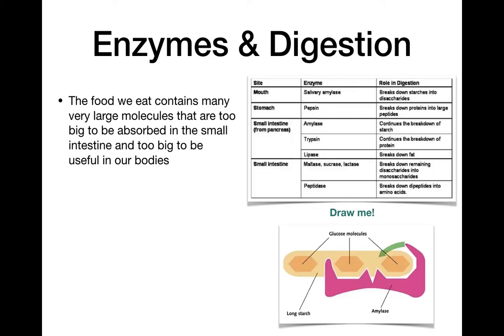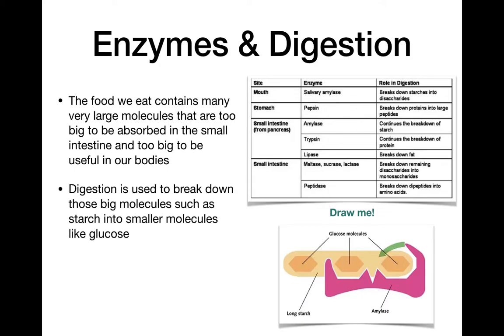But starch is made up of many little glucoses. So if we have an enzyme like amylase, this pink part here is an enzyme, it can break down that starch that we ate in pasta into those glucose molecules. We can use those glucose molecules to give ourselves energy, and we use them in cellular respiration. Now, digestion is the process of breaking down those big molecules, like starch, into smaller molecules like glucose.